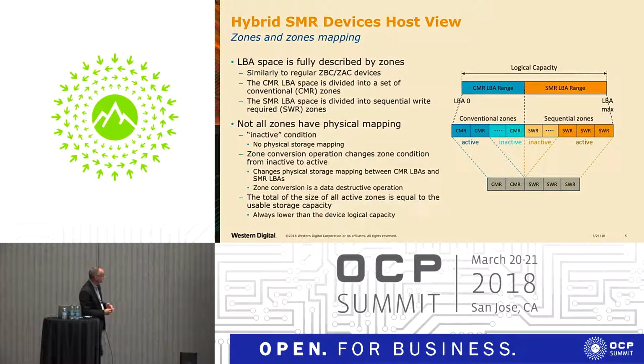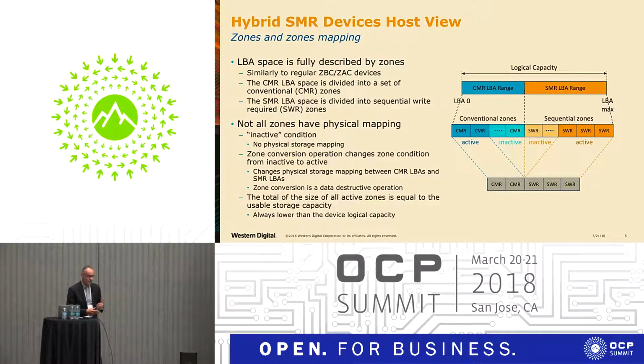And this is explained here. So host managed hybrid SMR devices are very similar to regular SMR drives. The LBA space is fully described by zones, 256 megabytes being the most common value. So each of the spaces, CMR and SMR, is split into zones, but not all zones within those spaces are provisioned physically. They may not have any physical sectors associated. So in the standard, we're talking about active versus inactive conditions for those zones.